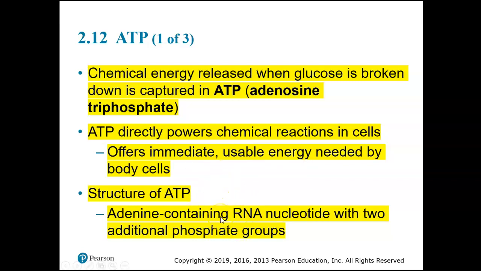This section on ATP is just a few slides long, but you do need to know about ATP, which is the molecule that we use for energy, and it's called adenosine triphosphate.